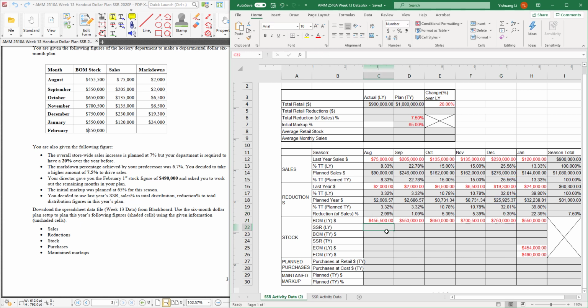The next one, since we know the BOM dollars of last year and also the sales of last year, it is easy to calculate the SSR. We know SSR stands for stock to sales ratio. So what we put is the stock over the sales. Okay. Stock BOM of last year over sales of last year. Make sure we are using both numbers of last year's.